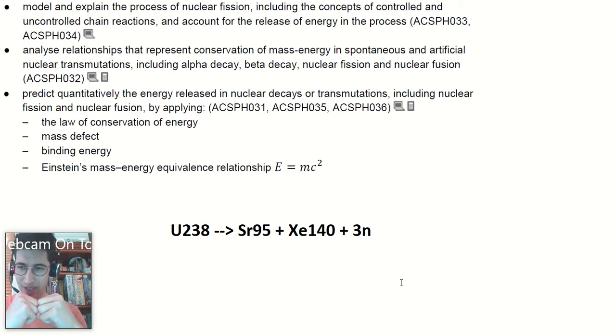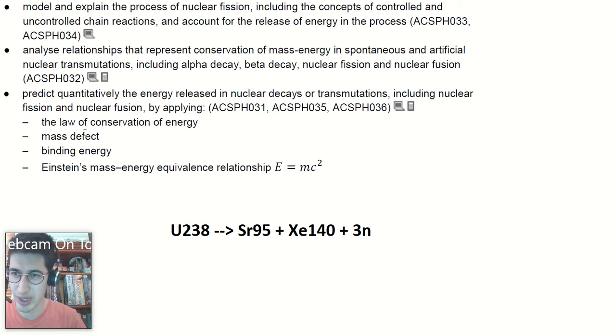Yes, fusion is joining together, fission is splitting apart. So you can see a lot of small pieces have come off. It's like you have a big marble, you hit it with a hammer, it splits into two big chunks, and there's a bunch of smaller chunks that come out as well. So we want to be able to analyze relationships representing conservation of mass and energy in these types of nuclear transmutations. So conservation of mass energy, that is the mass energy in the original uranium and the mass energy of the products. That needs to be conserved across time.